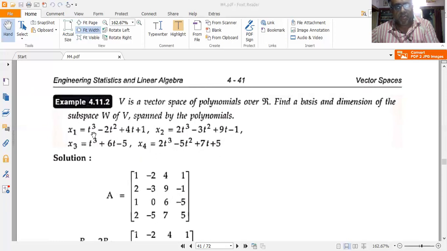So I have A with first row 1, -2, 4, 1; second row 2, -3, 9, -1; third row 1, 0, 6, -5; then 2, -5, 7, 5. What I have done is write the coefficients of x1 as the first row of A, the coefficients of x2 as the second row of A, the x3 elements as the third row, and the x4 elements as the fourth row. That's what I have copied here.